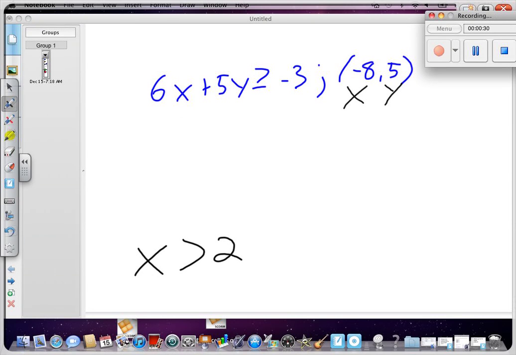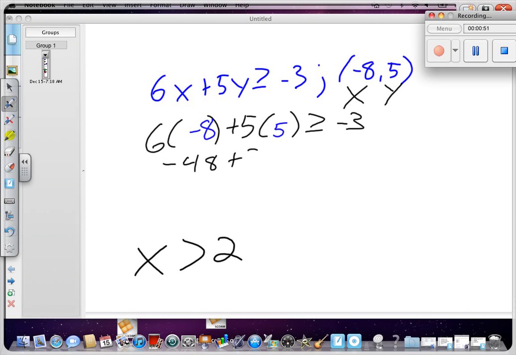So I'm going to write 6 times negative 8 plus 5 times 5 is greater than or equal to negative 3. So 6 times negative 8 is negative 48 plus 25 is greater than or equal to negative 3. So I'm going to get negative 23 is greater than or equal to negative 3.